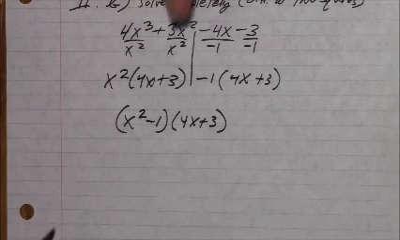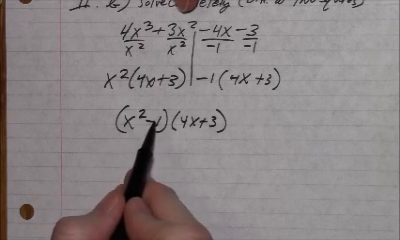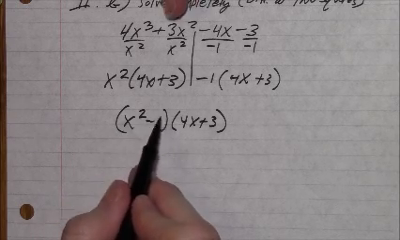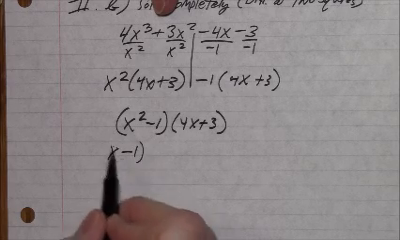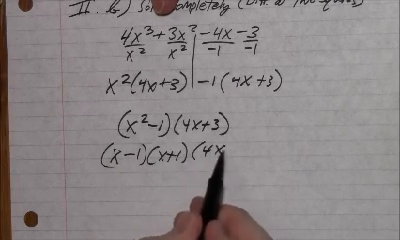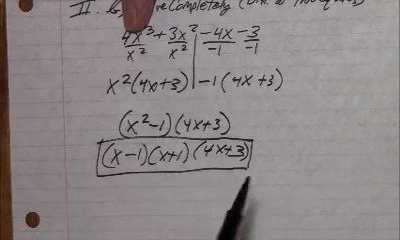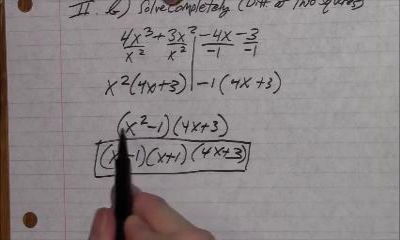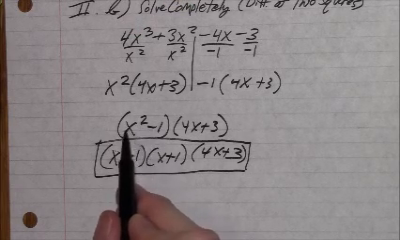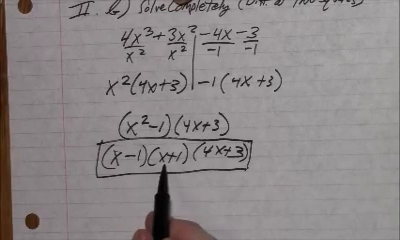This is where you need to recognize what you're looking at. This is a difference of 2 perfect squares. X squared minus 1 squared, so that's actually x minus 1, and x plus 1, and then the 4x plus 3. You are expected to recognize the things you've been learning. So whenever you see a difference of 2 squares, automatically you should be thinking of doing that.